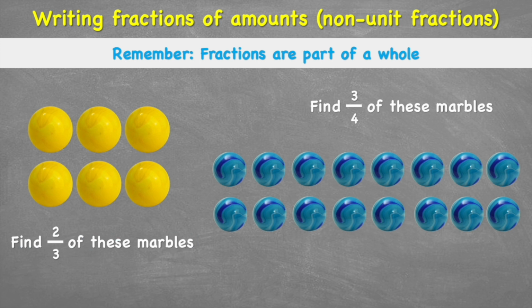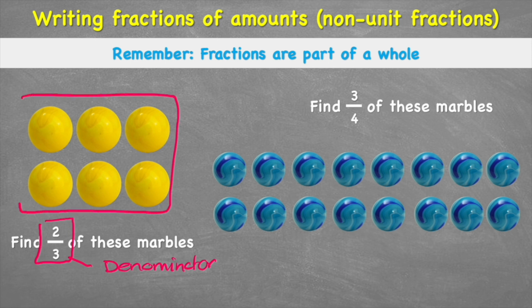Okay, well, what do we need to do first? Well, we need to remember what our fraction stands for. And the number on our bottom is what we call the denominator. And this tells us how many we need to split our whole, so in this case our whole amount of marbles. It tells us how many we need to split them into. We can see we have groups of 3 because our denominator is a 3. And then the number on the top, we call this the numerator. And this then tells us how many of those groups of 3 we need to add up and look at to get our final answer. So that might sound a little bit complicated. Let's see it in practice.